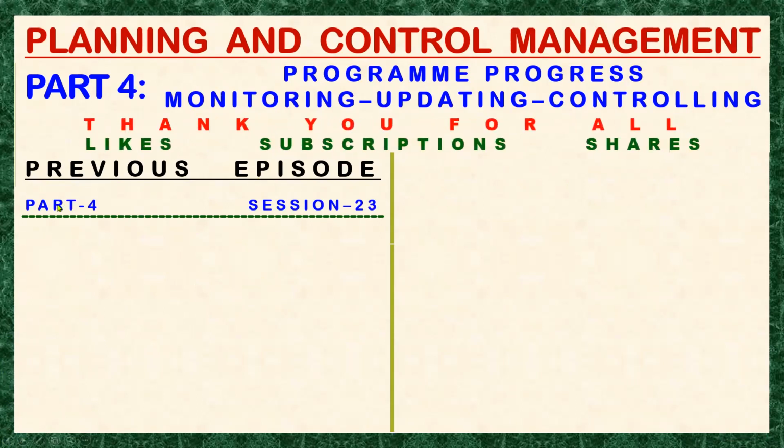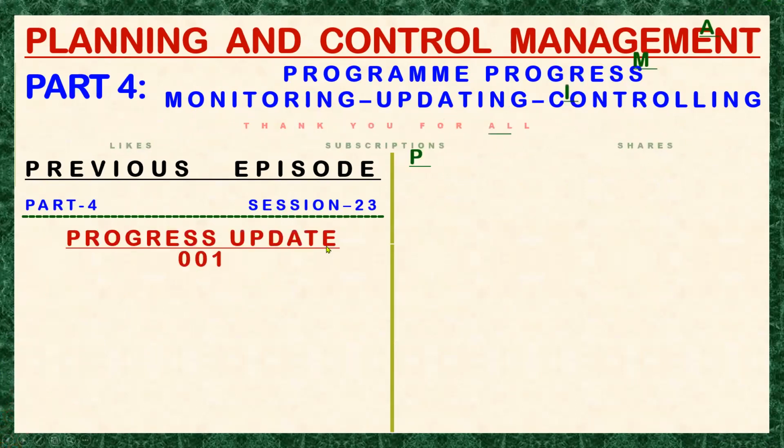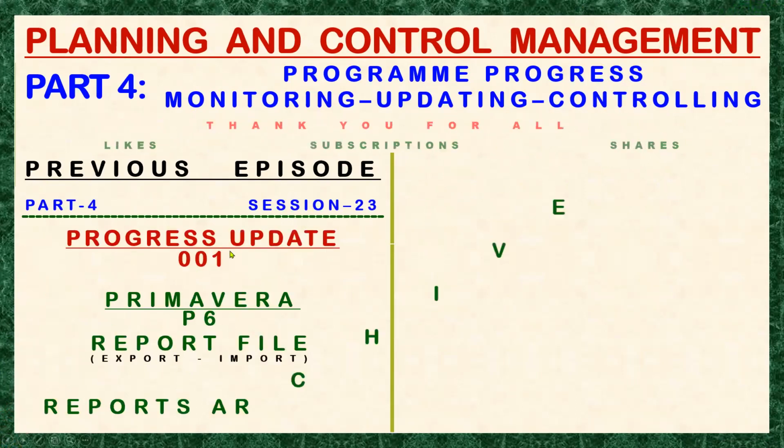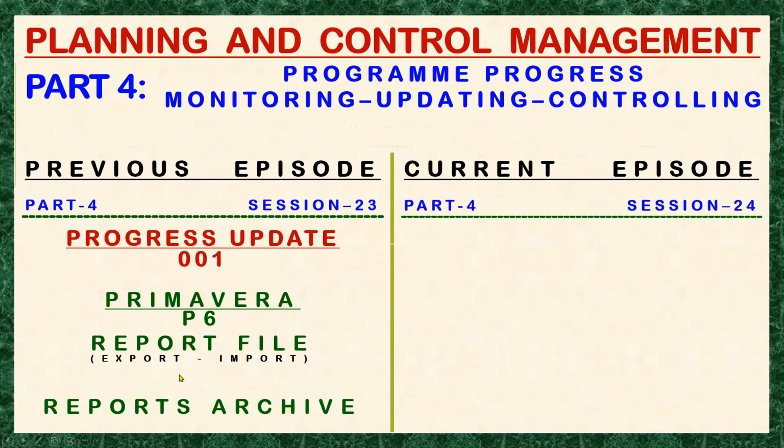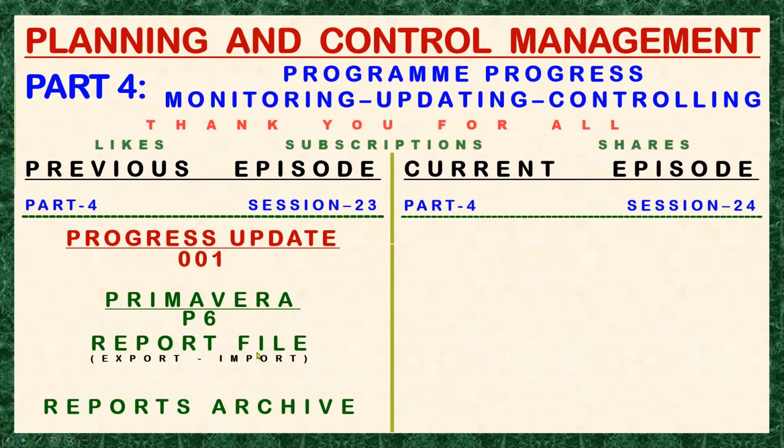The previous episode was part 4, session 23, and that was about progress update 001 on Primavera P6 report file, export and import features of Primavera P6, and also we prepared the reports archive.